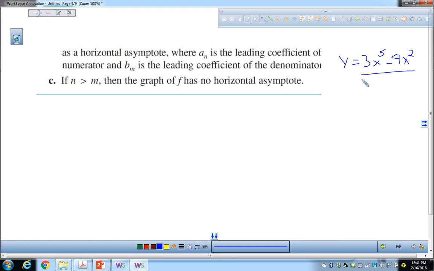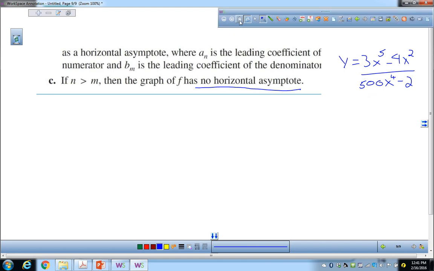Doesn't matter what's down here: 500x to the 4th minus 2. Okay? Eventually, this top is going to outweigh this bottom, and then I have no horizontal asymptote. In this case, we'll have a slant asymptote, but we'll talk about that tomorrow. Okay? So those are your 3 rules.